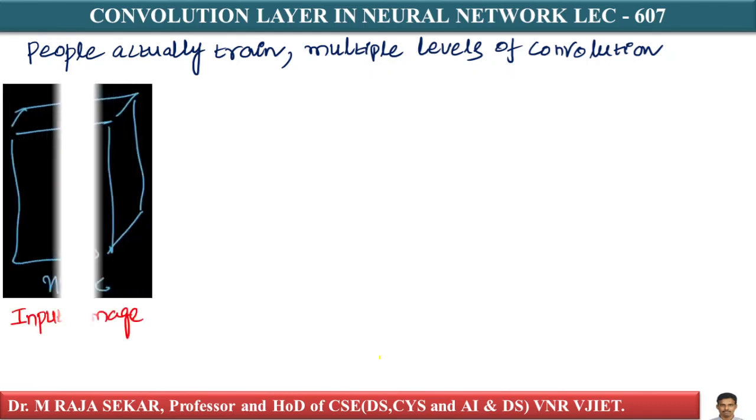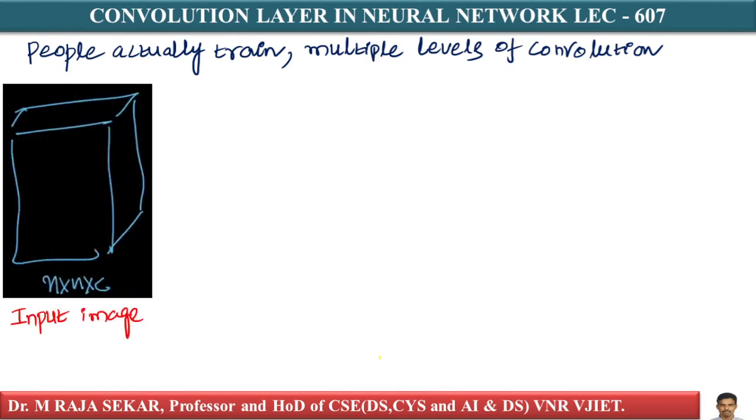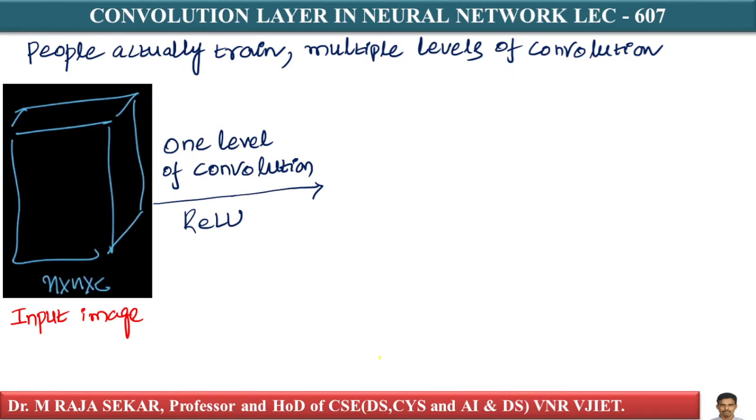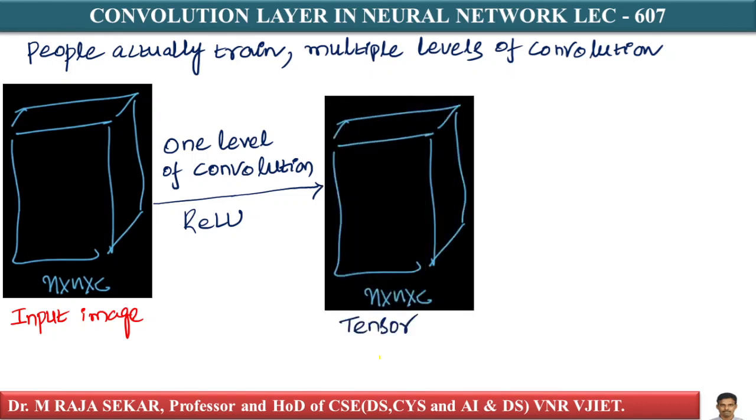This is my input image. Let me say this is my input image. They perform one level of convolution followed by ReLU, isn't it? One level of convolution followed by ReLU. I get one more tensor.